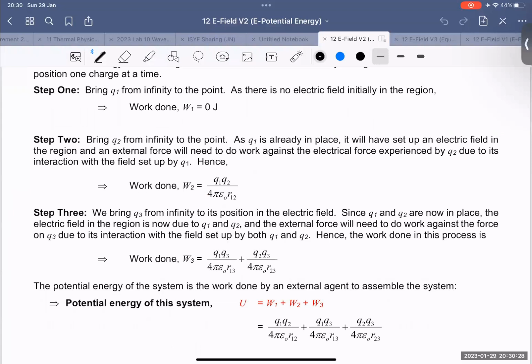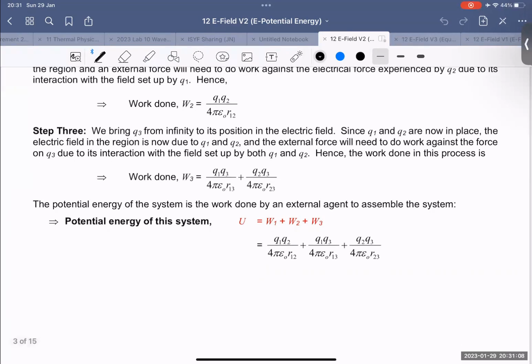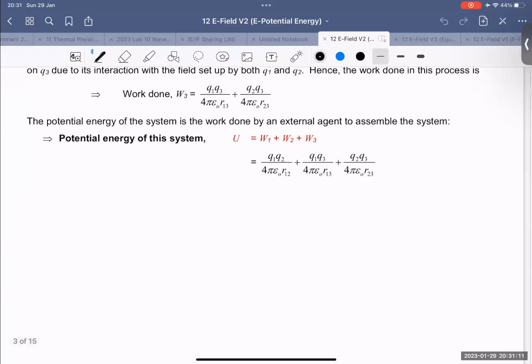Okay, step 3, we are going to bring Q3 from infinity to its point in the electric field. Since Q1 and Q2 are now in place, the electric field in the region is now due to Q1 and Q2. The external force would need to do work against the force on Q3 due to its interaction with the field set up by both Q1 and Q2. So the work done W3 will be Q1 Q3 divided by 4 pi epsilon 0 R13 plus Q2 Q3 divided by 4 pi epsilon 0 R23. So the potential energy of the system will be W1 plus W2 plus W3. So it's a scalar addition, or we call that arithmetic addition.